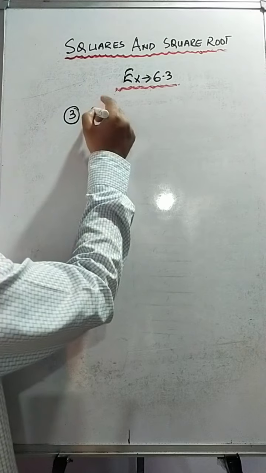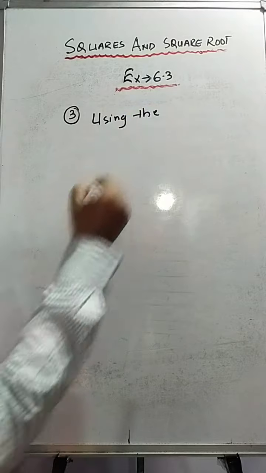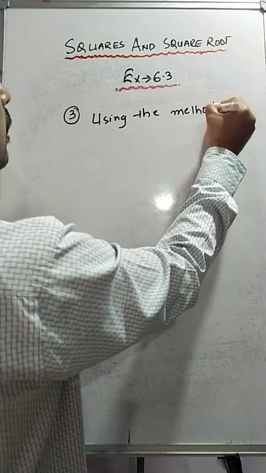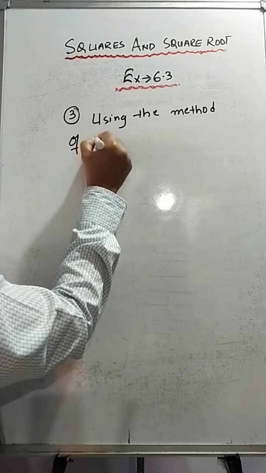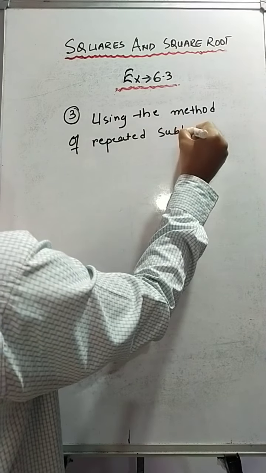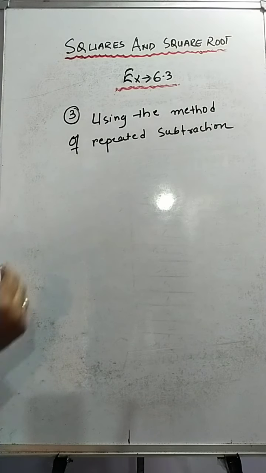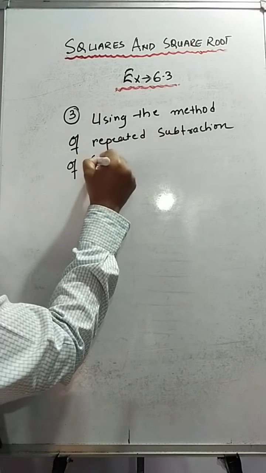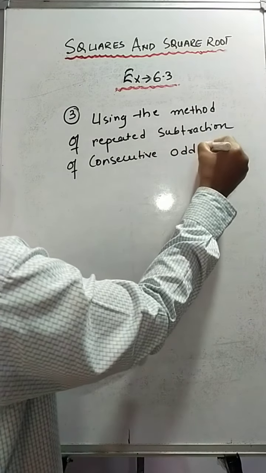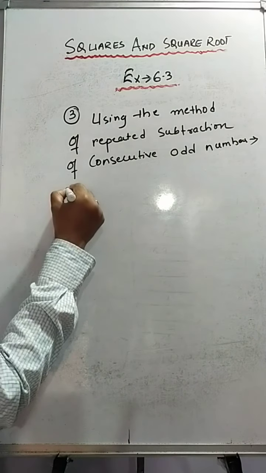So this time what we have to use? We have to write using the method of repeated subtraction. Okay, repeated subtraction of consecutive odd numbers, students, of consecutive odd numbers. Fine. So what is the first number?